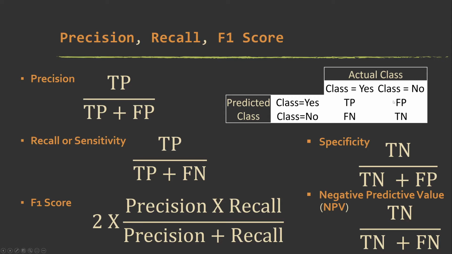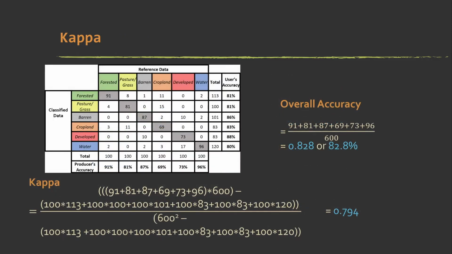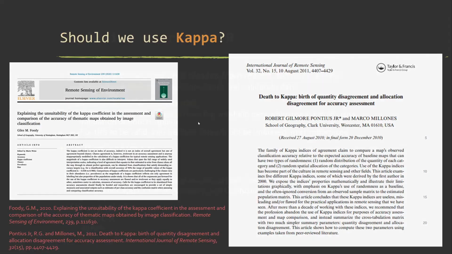So that's kind of across the row. And then recall, which is also called sensitivity, those mean the same thing, is the true positive divided by the true positive plus the false negative, so we're looking down the column. So if we go back to our confusion matrix real quick, effectively the producer's accuracy going down the column is going to be equivalent to recall, and then going across the row is going to be equivalent to precision, right?